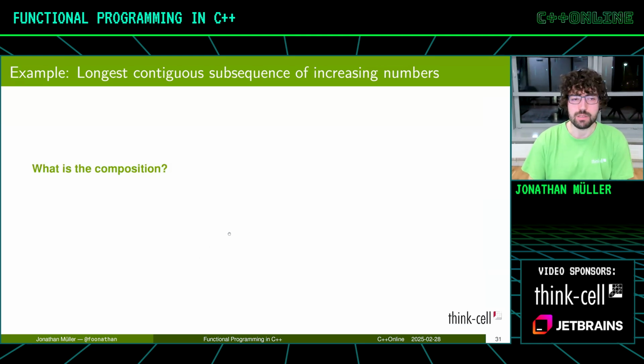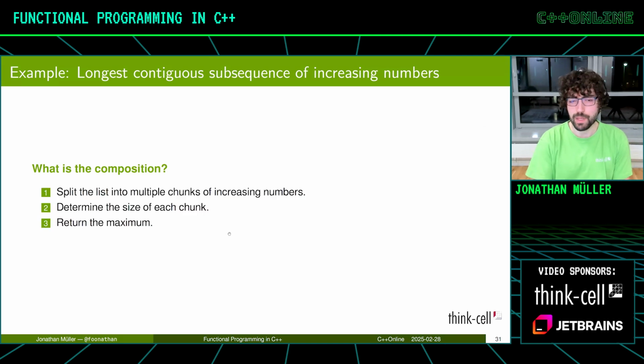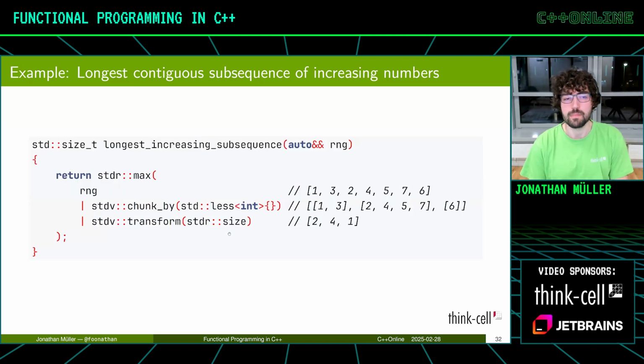So how can we do it using composition? What are the building blocks? Well, we want to split the list into each chunk of increasing numbers. Then we determine the size of each chunk and return the maximum. And that is the longest subsequence of increasing numbers. And it's a nice one-liner.